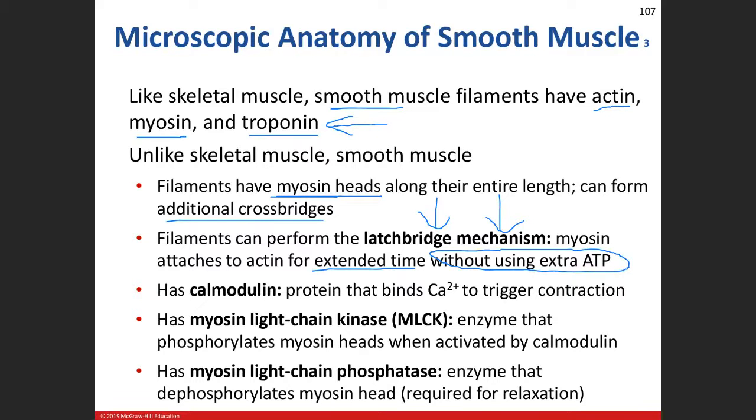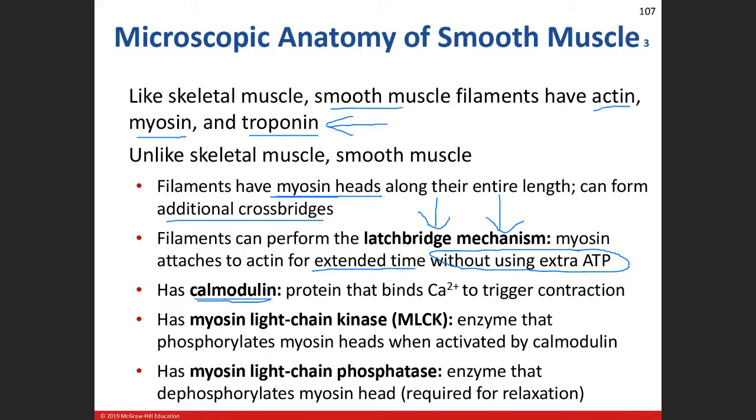That's huge. That is very huge, especially when you're undergoing certain biological and physiological functions, like when we're trying to move food through our small and large intestines through peristalsis. So keep that in mind. Because the myosin heads are scattered throughout and there is this latch bridge mechanism, a sustained contraction can occur for an extended period of time without using up all that ATP. So we've seen this protein. This is a calcium storage protein, calmodulin. We saw that in the terminal cisterna before.